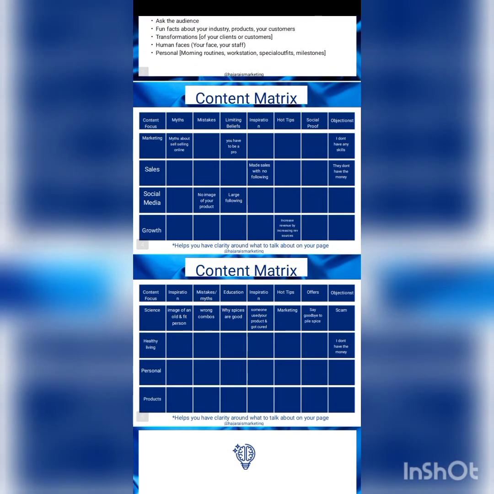So now the matrix is, okay, myths, mistakes, limiting beliefs, inspiration, tips, social proof, and then objections. If you look at this, my content focus, I have 7 columns, right? And each column is for one content focus. So for each content focus, are you with me? I have 7 contents that I can create. One of the content will be under myths. So what are the myths around women and fashion, for example?